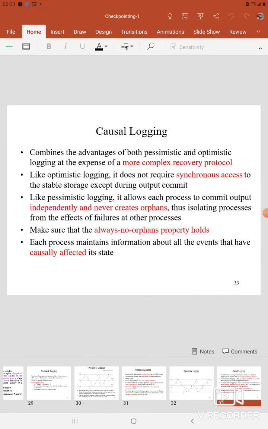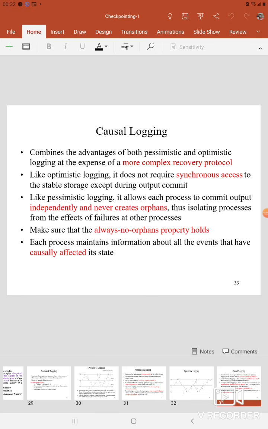So the last one is causal logging. So we have studied the advantages of pessimistic logging, the advantages of optimistic logging, and the disadvantages also. Causal logging combines both the pessimistic and optimistic logging. So it is a more complex recovery protocol. Like optimistic logging, it doesn't require synchronous logging. Here also we go with asynchronous logging. But like pessimistic logging, it allows each process to commit output independently and never creates orphans. That is, the always no orphans property is satisfied by causal logging.